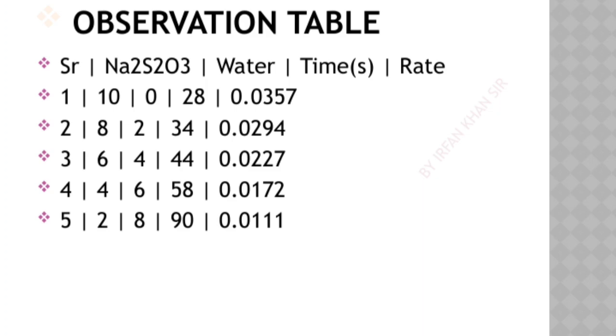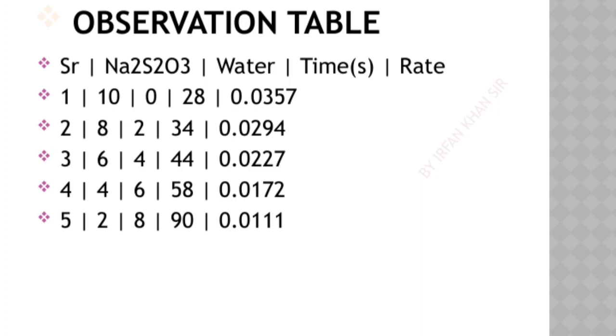Continuing this trend, with 6 units of Na₂S₂O₃ and 4 units of water, the time extends further to 44 seconds, and the rate decreases again to 0.0227. As we keep reducing the Na₂S₂O₃ and increasing the water, the reaction takes longer, 58 seconds with 4 units of Na₂S₂O₃ and 6 units of water, and up to 90 seconds with just 2 units of Na₂S₂O₃ and 8 units of water. Correspondingly, the reaction rate decreases from about 0.0357 down to 0.0111.